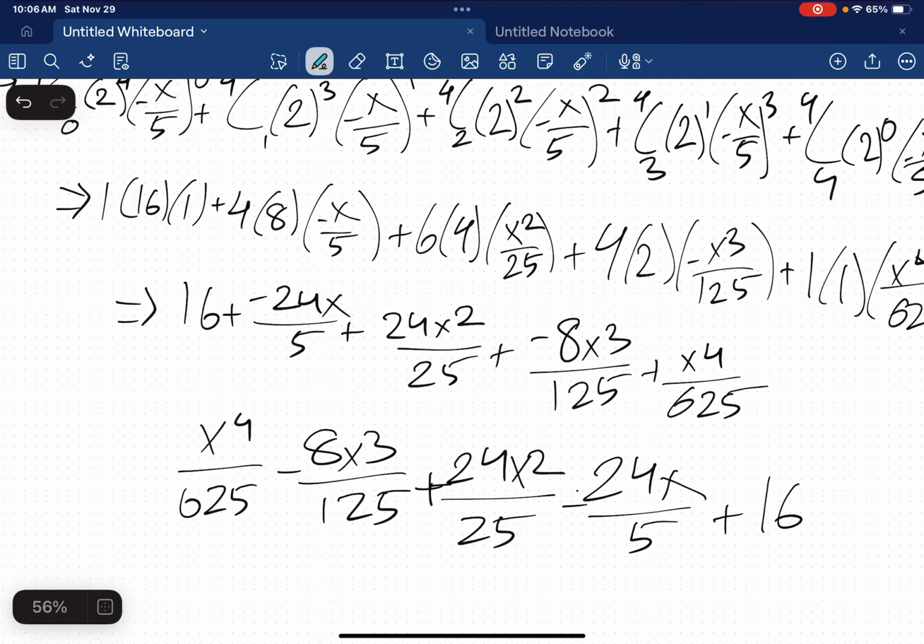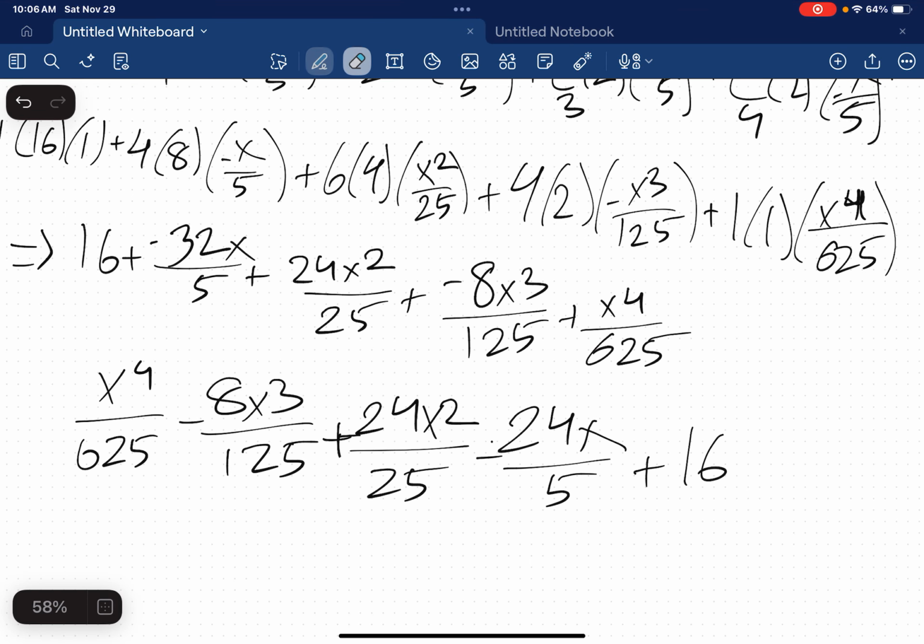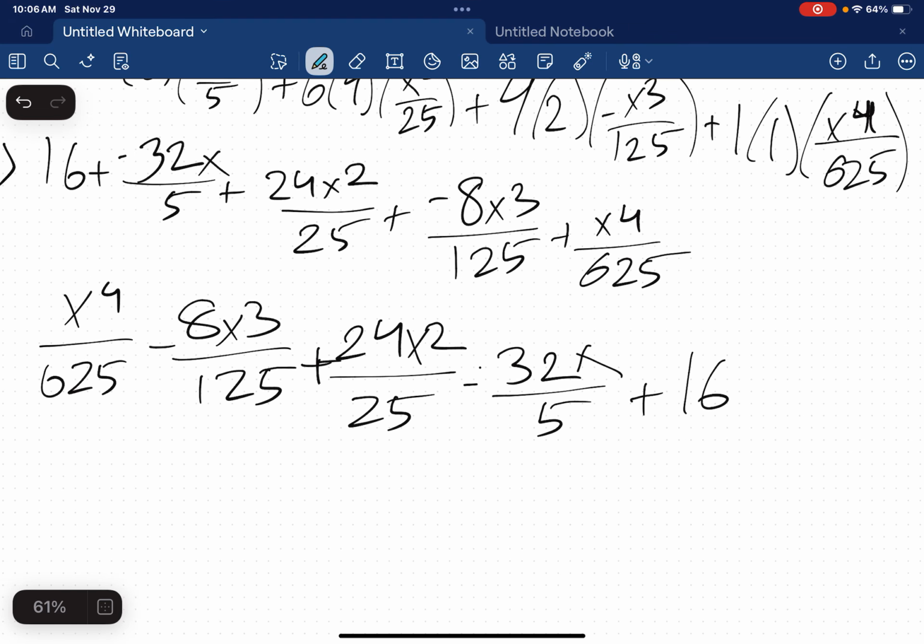Whoa. Hold up. Pause our horses here. That is not 24. 8, 16, 24, 32. That's where we went wrong. And by we, I mean me. Okay. Simple math error. It's fine.